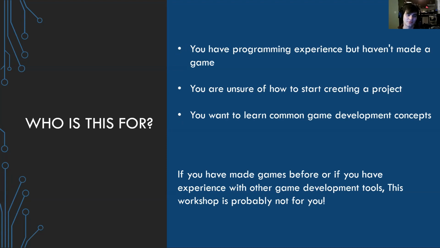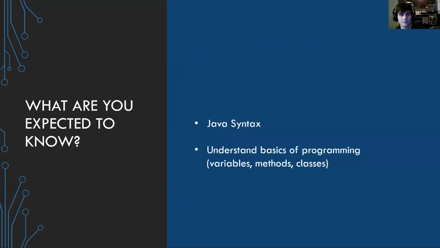If you've made games before, or if you've used Unity, things like that, this workshop might not be the best fit for you. You might know some of these already, but you might learn something. If you want to stick around, that's okay too. Going into this, you're expected to know a little bit of Java syntax. If you're not familiar with Java, that's fine, since it's very, very similar to C#. And basic programming concepts like variables, methods, and classes. We're going to be using these throughout the presentation today.